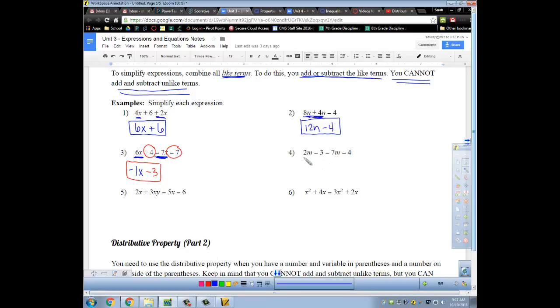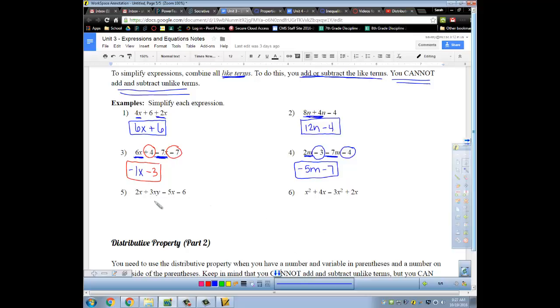Number 4, I have 2m minus 7m. 2 minus 7 is negative 5, so I have negative 5m. And this is a negative 3, so always pay attention to the symbol in front. Negative 3 minus 4 is negative 7. So this is our answer.